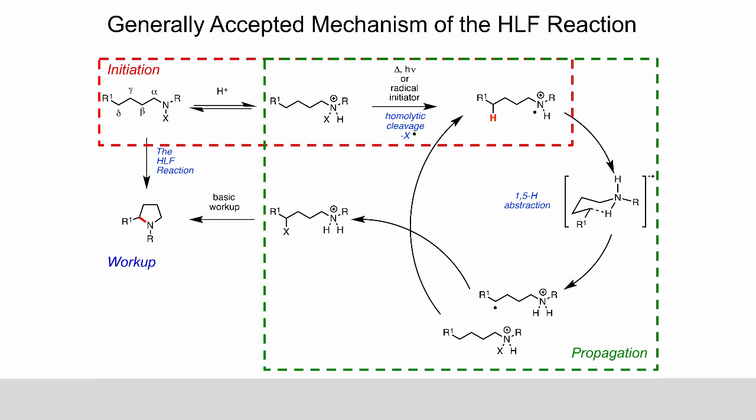Intramolecular 1,5 hydrogen abstraction is proposed to proceed via the outlined 6-membered transition state, explaining the observed preference for formation of the 5-membered heterocycles. The carbon-centered radical then abstracts halogen from a second molecule of the ammonium salt, propagating the radical chain. Upon treatment of the delta-halogenated amine with base during the workup, nucleophilic cyclization affords the observed heterocycle.